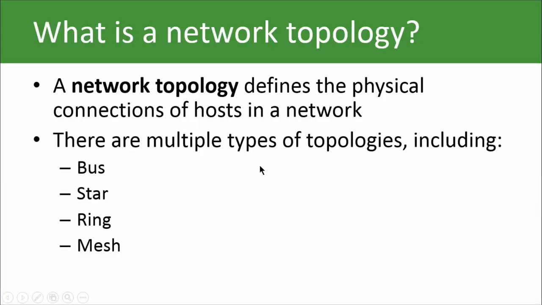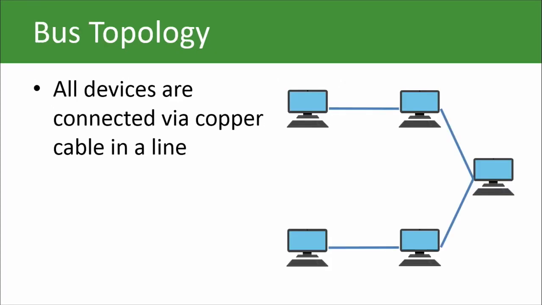Network topologies. A network topology just defines the physical connections of hosts in a network. And there are multiple types of these topologies, right? We've got bus, star, ring, and mesh. I'm going to go ahead and show you each of those right now and talk about how they function.